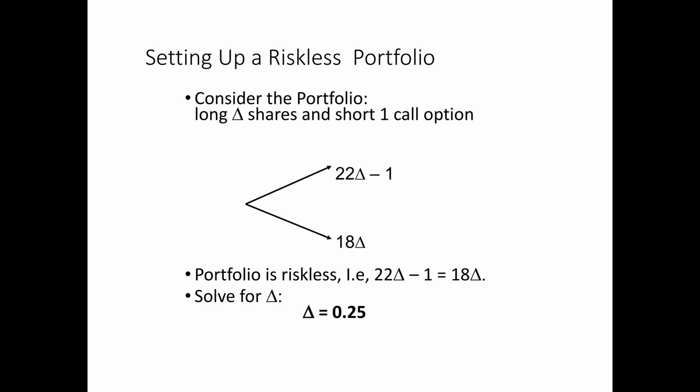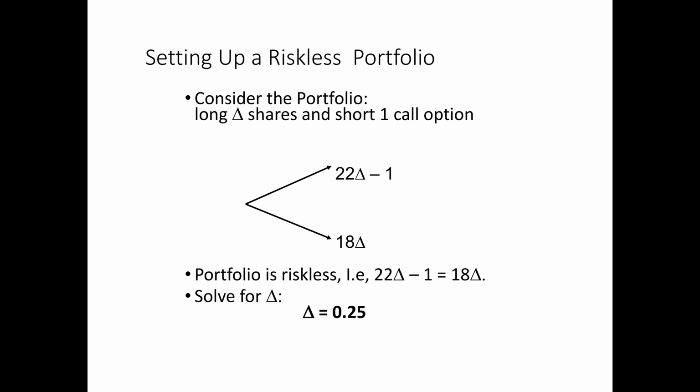Consider the following portfolio. You go long delta shares of the stock, where delta means the number of shares, assuming, for example, 0.5, right? Half a share. But you short one call option. In other words, within the portfolio, you have half a share of stock, but a short position in one call.